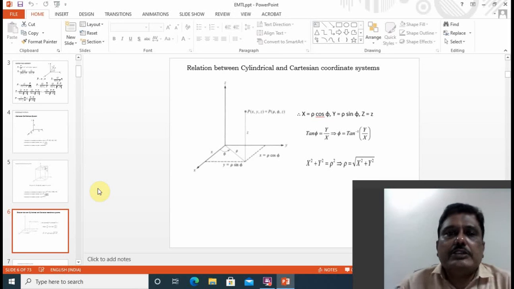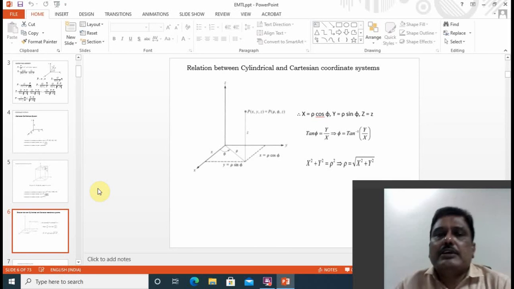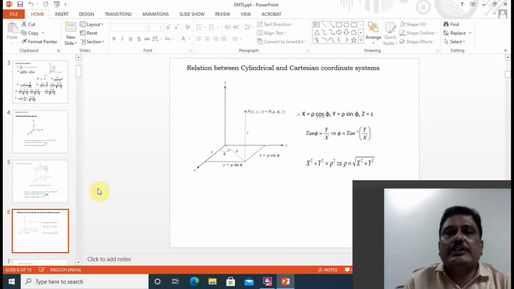So from these relations, if you are given x, y, z, you can always find rho, phi, z, and if you are given rho, phi, z, you can always find x, y, z. That is the relation between cylindrical and Cartesian coordinate systems.